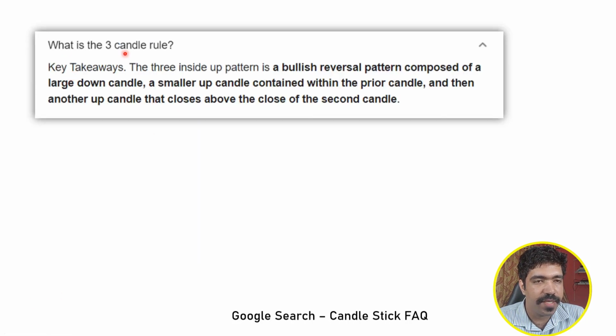Next is, what is the three candle rule? The three inside up pattern is a bullish reversal pattern composed of a large down candle, a smaller up candle contained within the prior candle, and then another up candle that closes above the closing of the second candle. So this is the three candle rule. Again, we are going to look at all the candlestick chart patterns in the upcoming series.